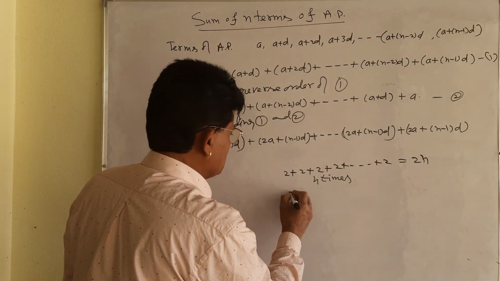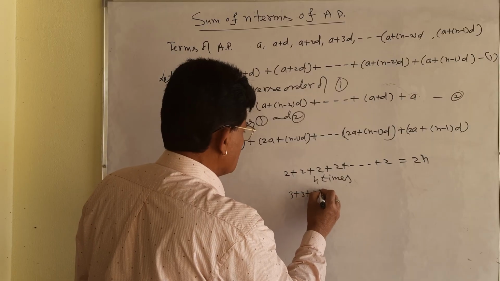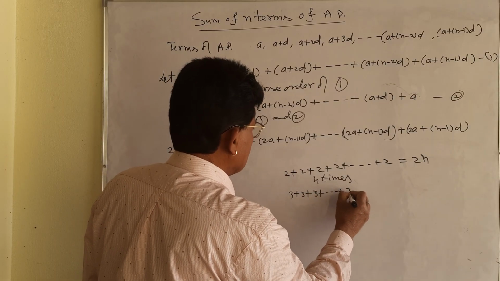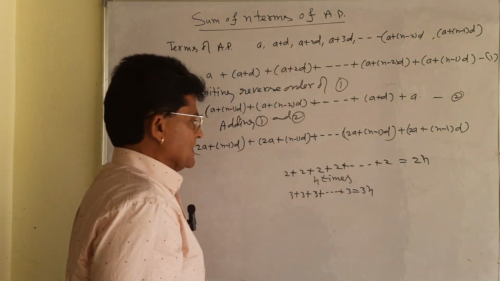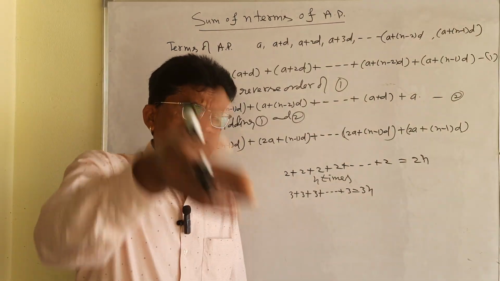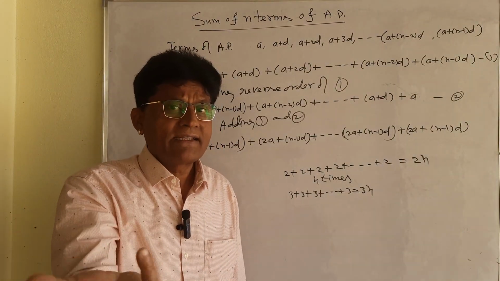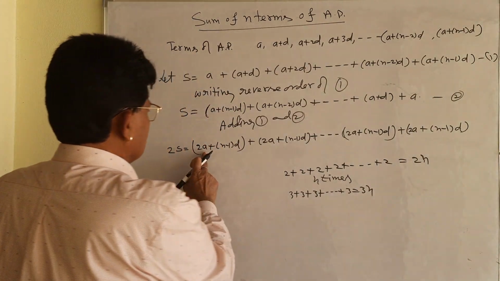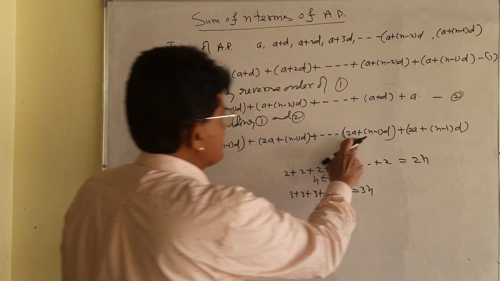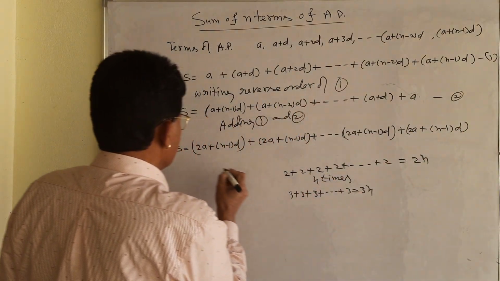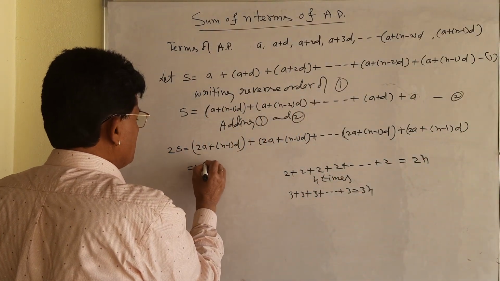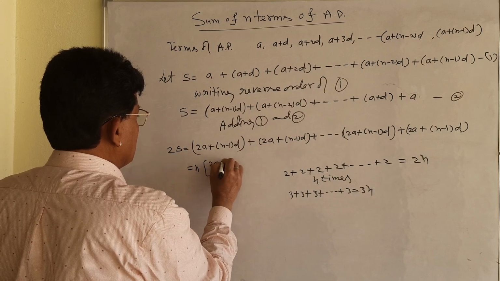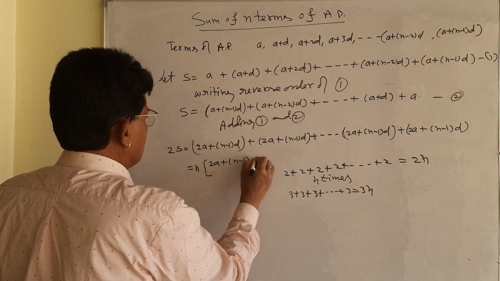And if you write here 3 plus 3 plus 3 plus 3, it will be 3n. Whatever it may be, 4 plus 4 dot dot dot 4n, 5n, like that. You see, this term is same, this term is also same, this term is also same. Then what will you write? Let me multiply by n. It will be 2a plus n minus 1 and d.